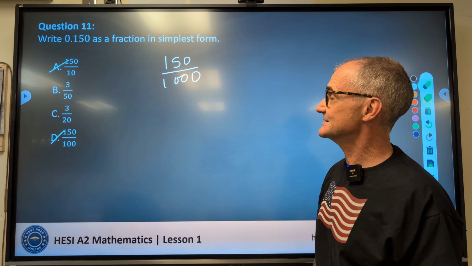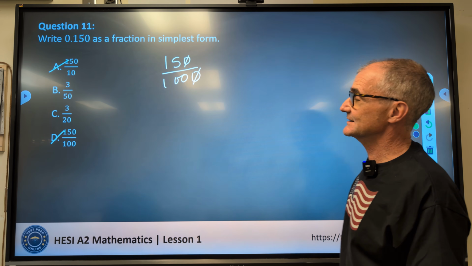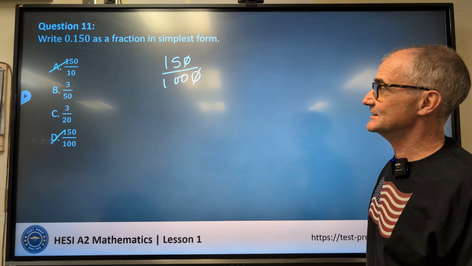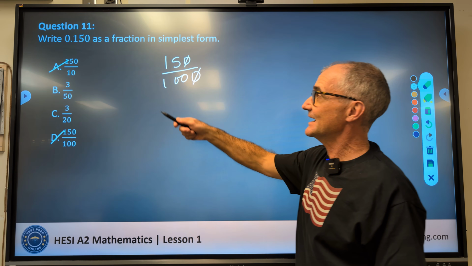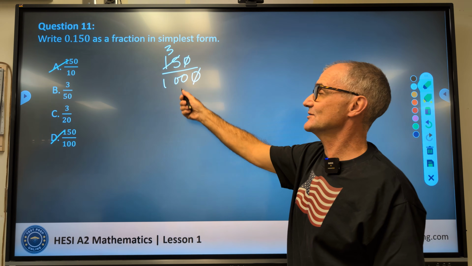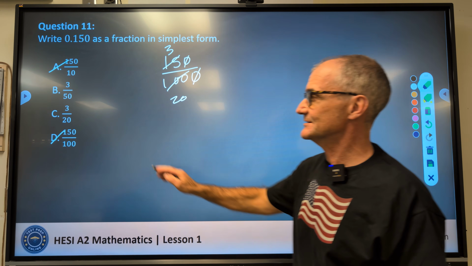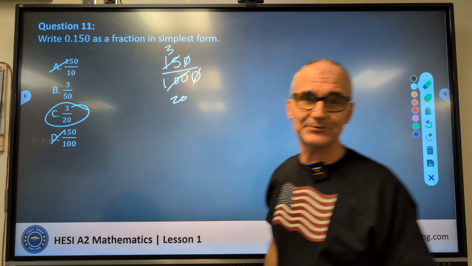Now I've got to reduce it down. Well, I could knock these zeros off. 10 will go in there that many times. Then I'm left with 15 over 100. 5 goes into 15 3 times. 5 goes into 100 20 times. So the correct answer is answer C, 3/20.